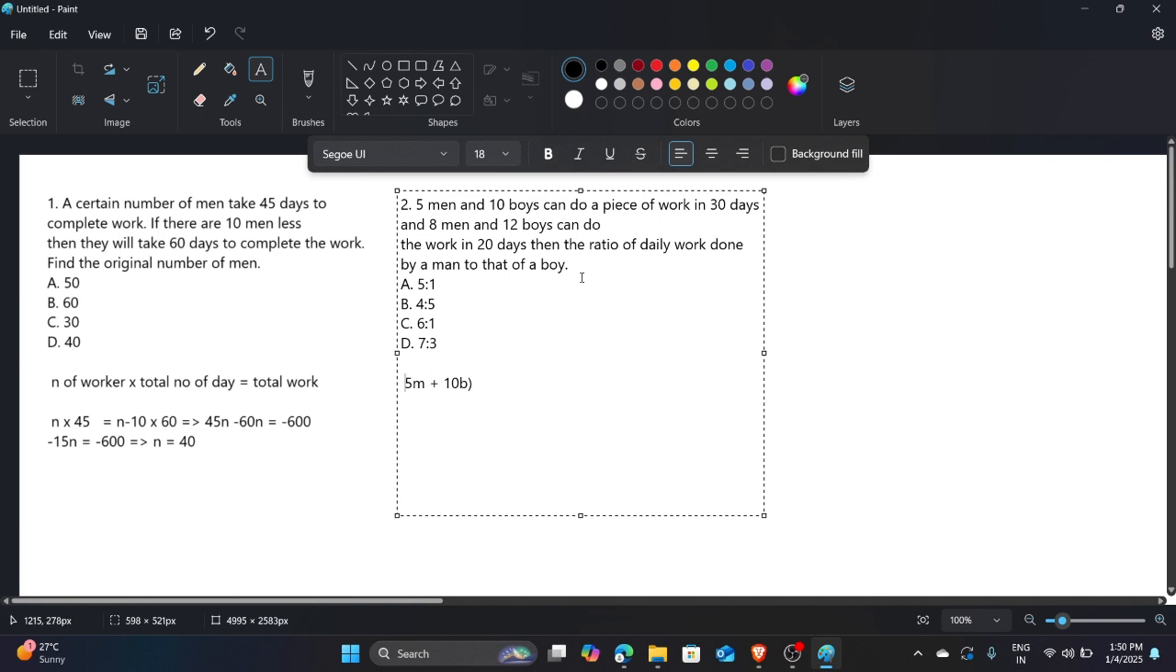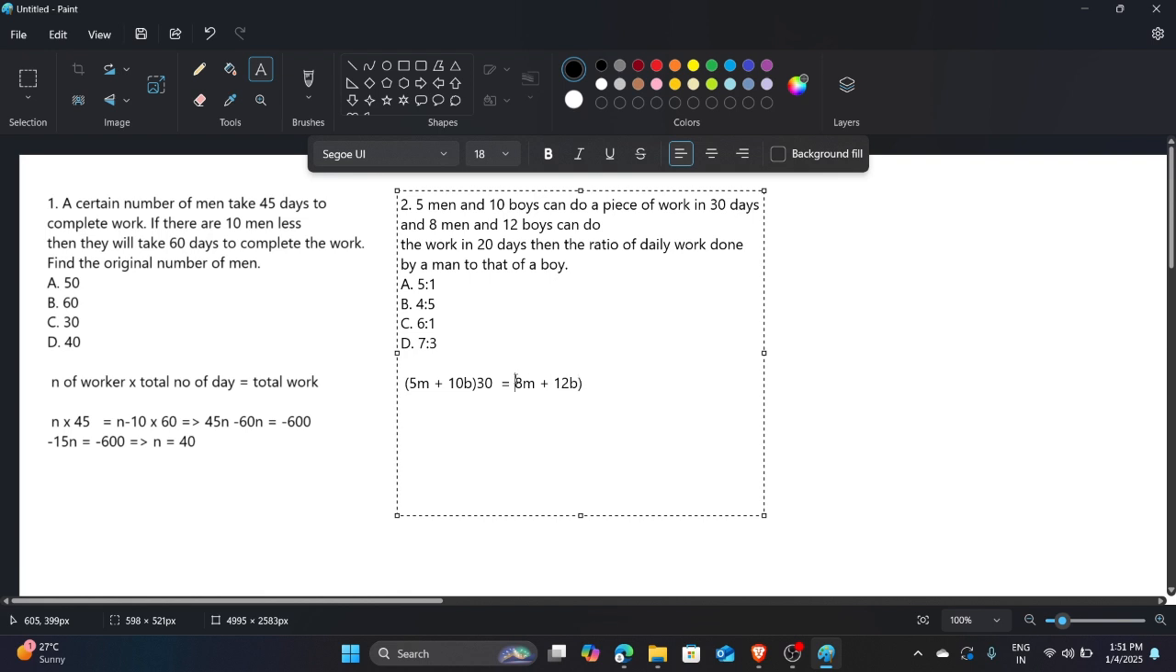Total work is this now, because the formula is again the same: the number of workers times the total number of days. So the number of workers is this, and M and B show the efficiency of doing the work, men and boys, and 30 is days. Okay, is equal to the 8 men and 12 boys. So here again I write the same thing: 8 men plus 12 boys.